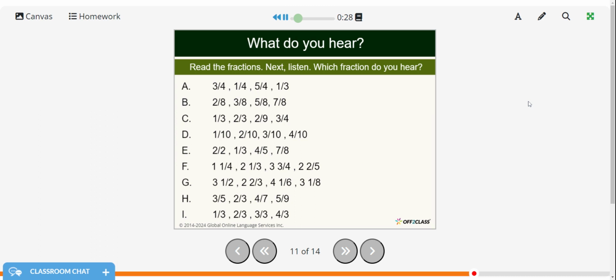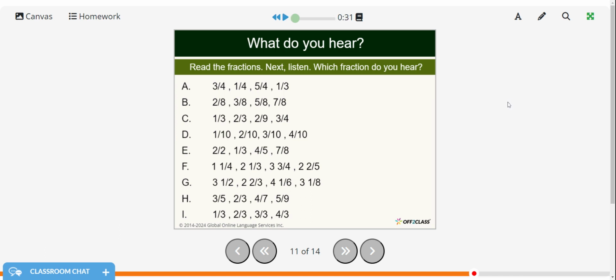3/4. 5/8. 2/3. 1/10. 2/2. 1 1/4. 3 1/2. 4/7. 2/3.